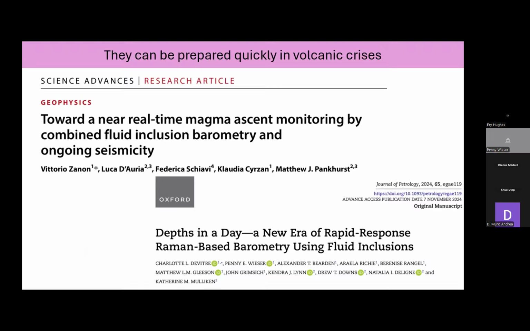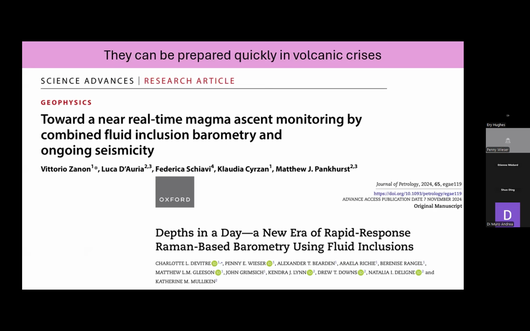Microthermometry really only works with this method when your magma storage is deeper than about 12 kilometers. So if you're shallower than that, you have to use Raman. You just can't see the phase transitions. And Charlotte did a nice exercise where HVO sent us samples in Berkeley. We prepped them and we got storage depths by the end of the working day. So this really can be a very, very effective way of getting depths reliably.